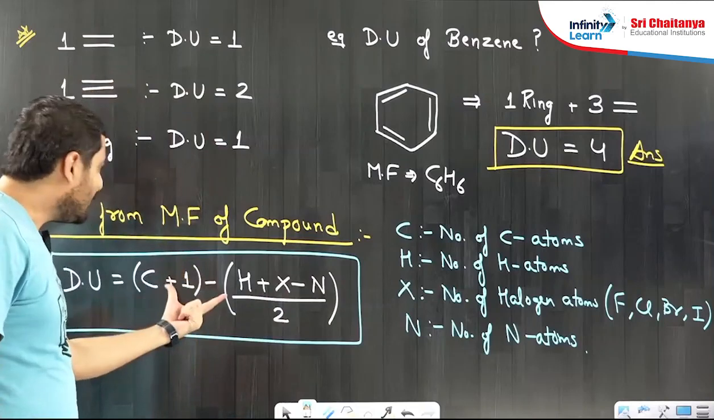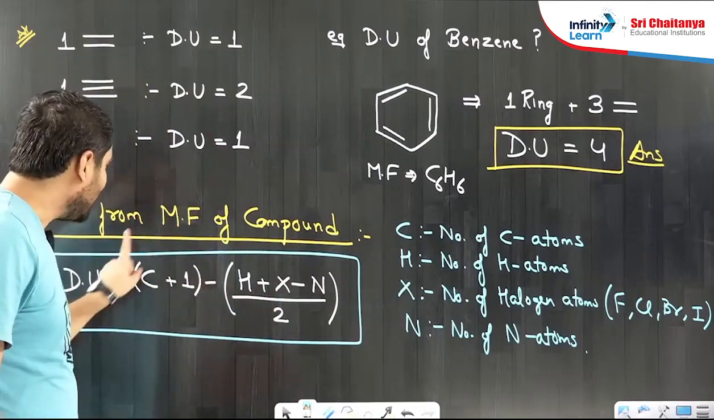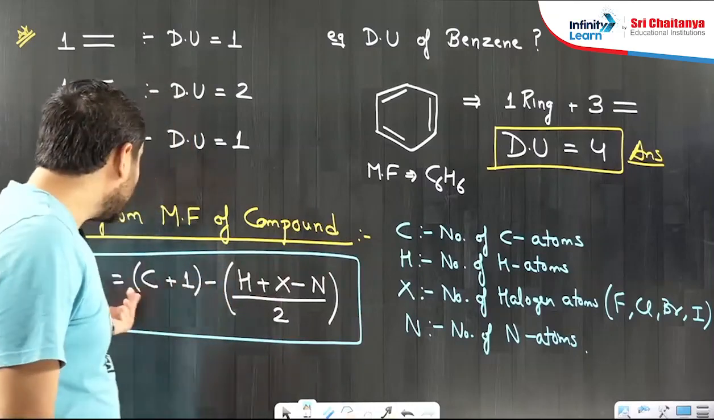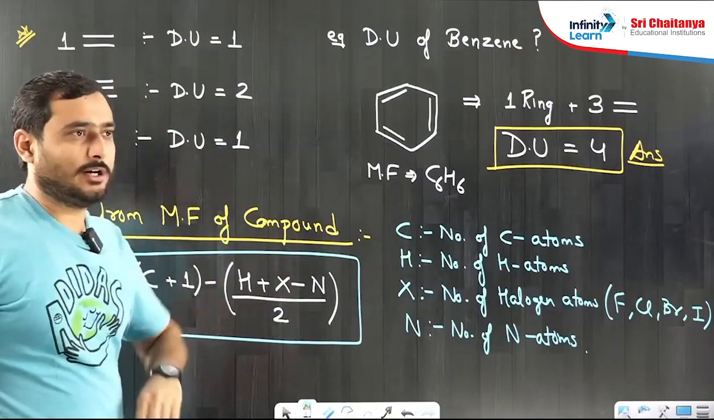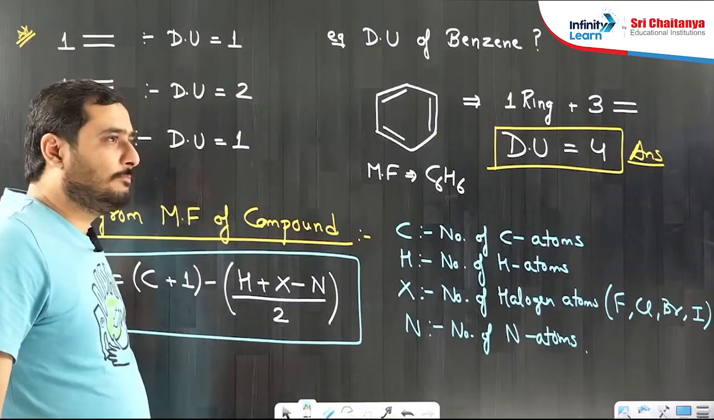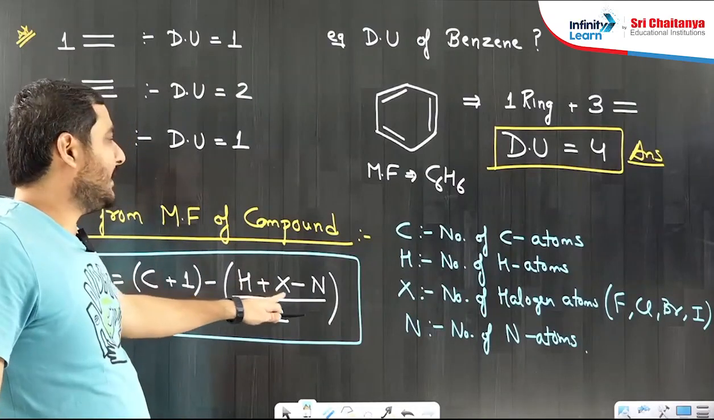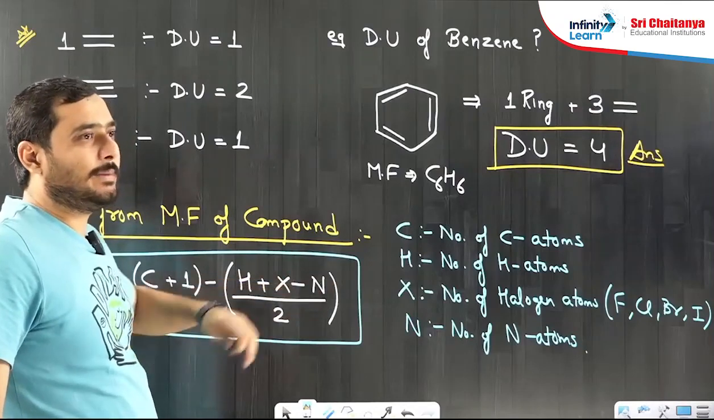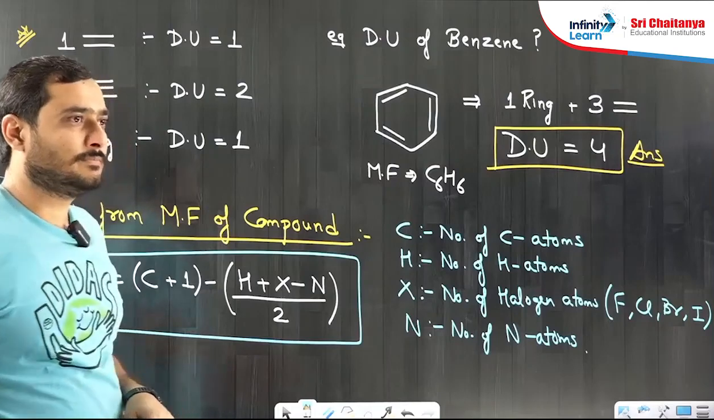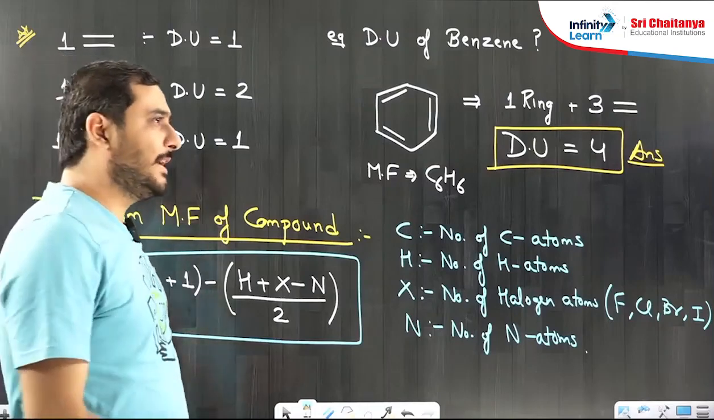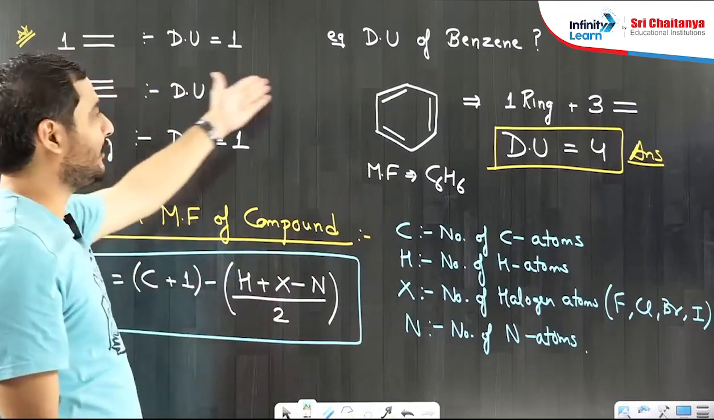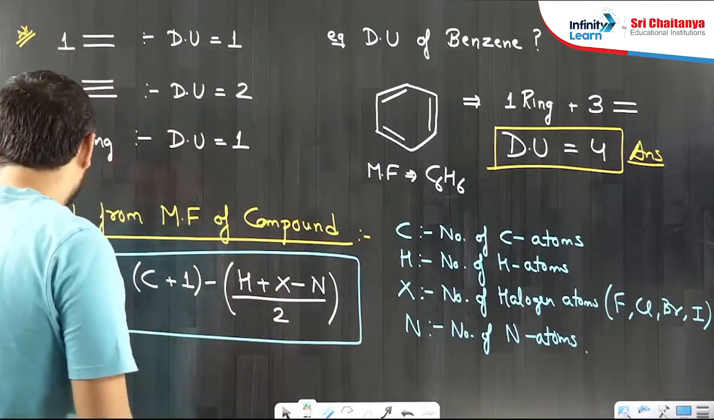Write down this formula in your notebook, then I will give some molecular formulas. You have to tell the degree of unsaturation by applying this formula. This is a very important formula: number of carbon atoms plus 1 minus hydrogen plus halogen minus nitrogen, divided by 2. If the formula is given, we have to apply this. If the structure is given, we can directly calculate the degree of unsaturation.